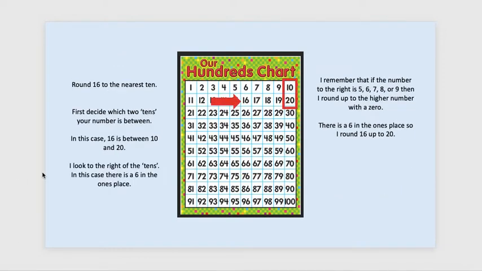Let's do 16. First, decide which two tens your number is between. So 16 is between 10 and 20. I look to the tens, I look to the right, I check the ones. If it's 5, 6, 7, 8, or 9, I'm going to go to the higher number with a 0. So that's 20.